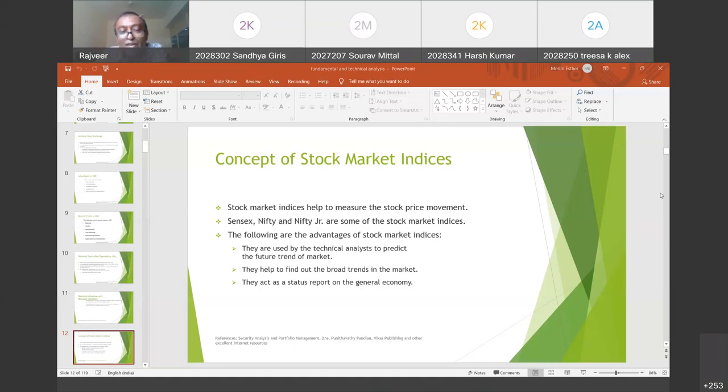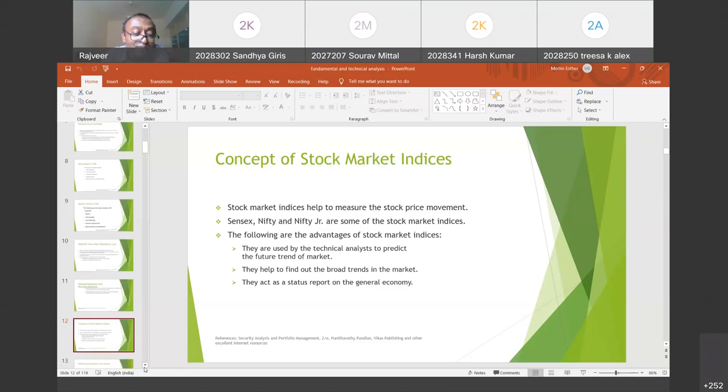Yeah, very true. So the indices can be different from each other in terms of how many stocks are there, what is the weightage of each stock. So all these things can change in an index. As you guys rightfully said, Sensex is 30 companies, Nifty is 50 largest companies. So how do these companies get in the Sensex or Nifty? Any idea?